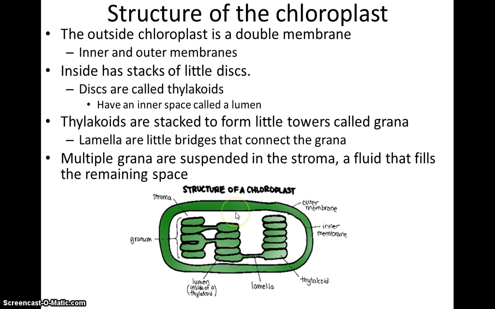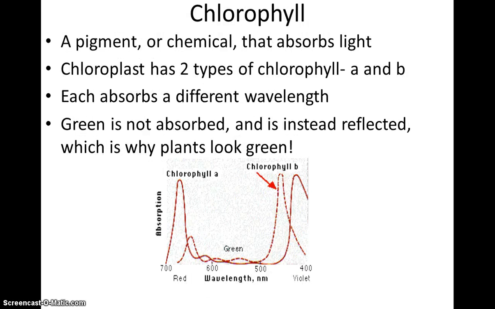The final term that we have here is what looks like empty space inside the chloroplast. All this white area is actually filled with a fluid, and that fluid is called the stroma. So again, we have all these terms, and you do have to know what they mean.